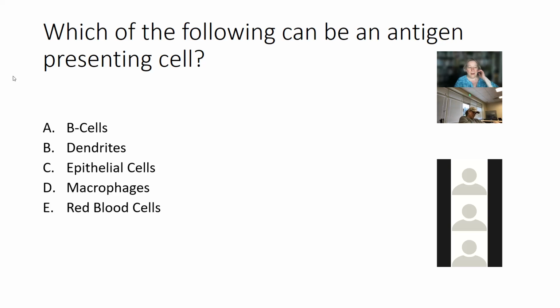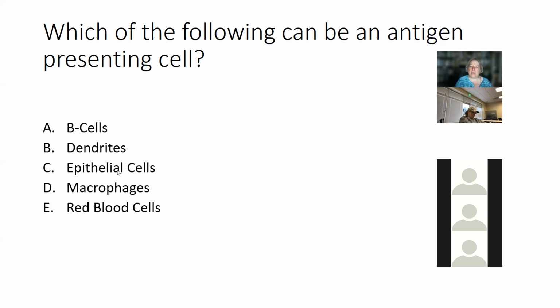Okay. All right, so we had equal numbers for epithelial cells, macrophages, and red blood cells. Macrophages can be antigen presenting cells. They just don't do it as often as the dendrites do. They mostly stay in the tissues where they've been phagocytizing. Sometimes they leave, but mostly they stay there. So this is also a correct answer.